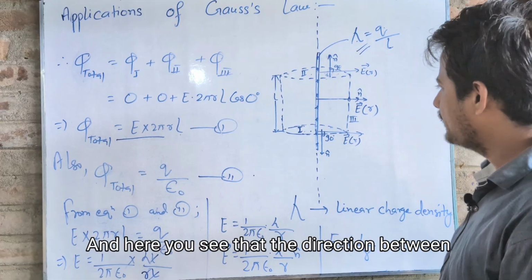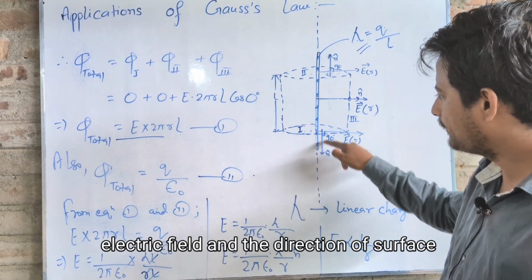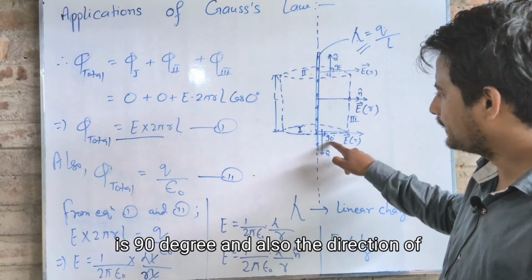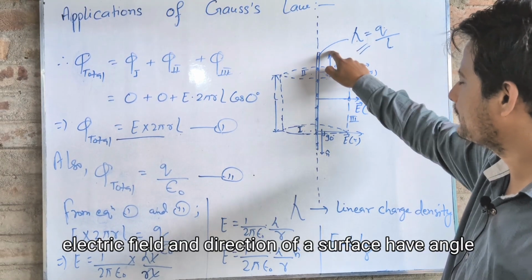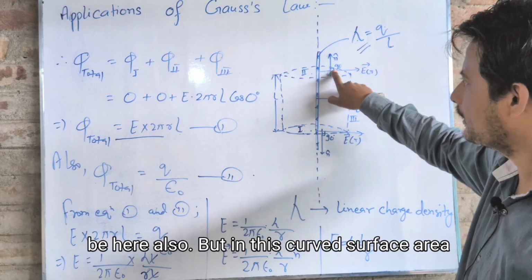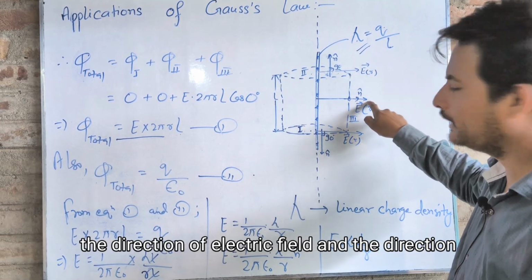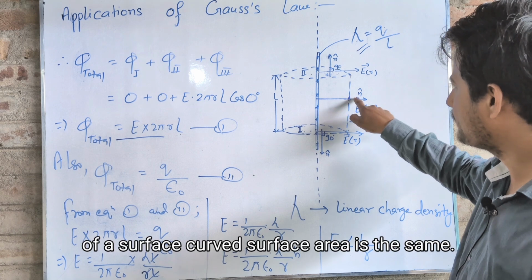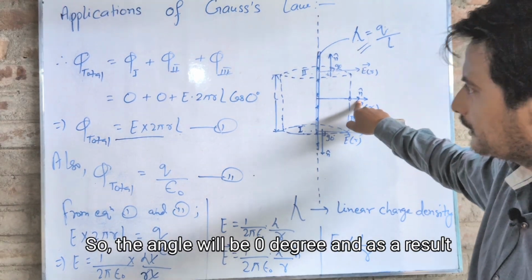Okay, and here you see that the direction between the electric field and the direction of the surface is 90 degrees, and also the direction of the electric field and the direction of the surface have an angle of 90 degrees here also. But in this curved surface area, the direction of the electric field and the direction of the curved surface area is the same, so the angle will be 0 degrees.